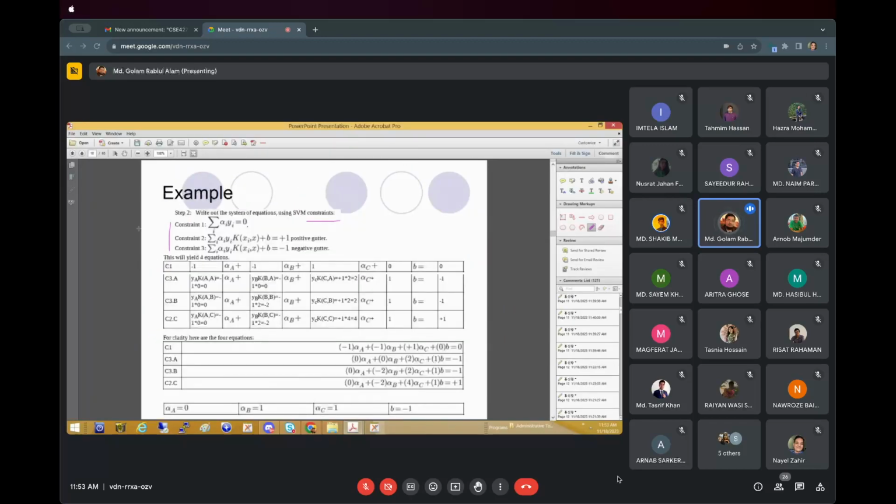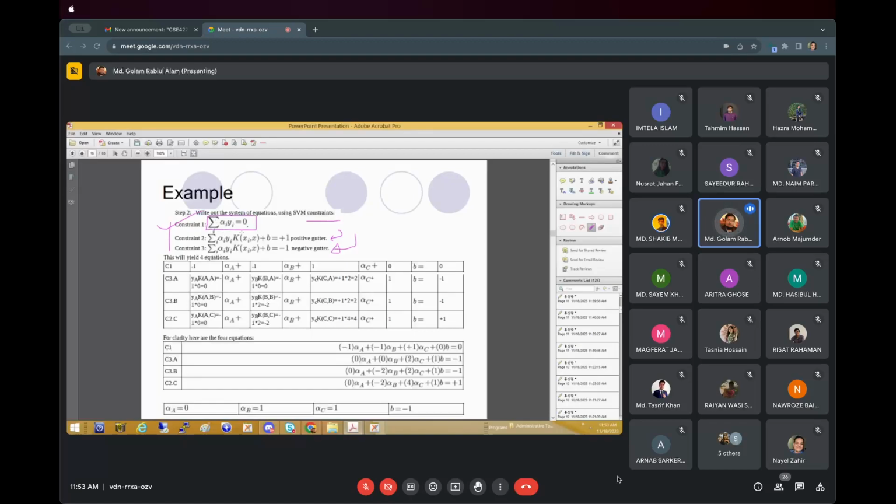So here we have written that this is constant number 1. And then the second constant is the positive gutter. The positive gutter, we already have seen this equation. There is constant number 2, and the third constant here is the negative gutter. Using these 3 constants, we have to form now the equations.